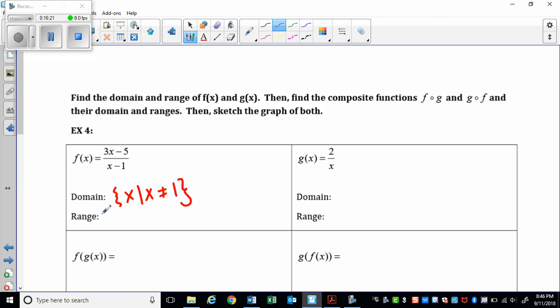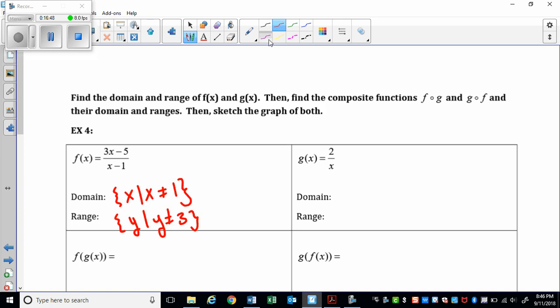And my range, if you look at this, the degree of the numerator is equal to the degree of the denominator. So there will be an asymptote when we look at the leading coefficients of each one. So 3 divided by 1, there will be an asymptote at y equals 3. So my y values, all y's except for when y equals 3. Okay. Now let's look at g of x.